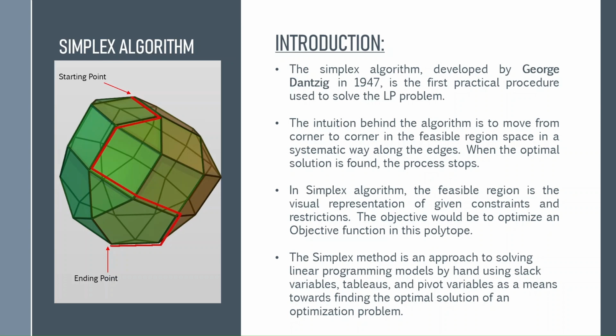In the simplex algorithm, the feasible region is the visual representation of the given constraints and restrictions. The objective is to optimize an objective function. The simplex method is an approach to solving linear programming models by hand, using slack variables, tables, and pivot variables as a means towards finding the optimal solution of an optimization problem.